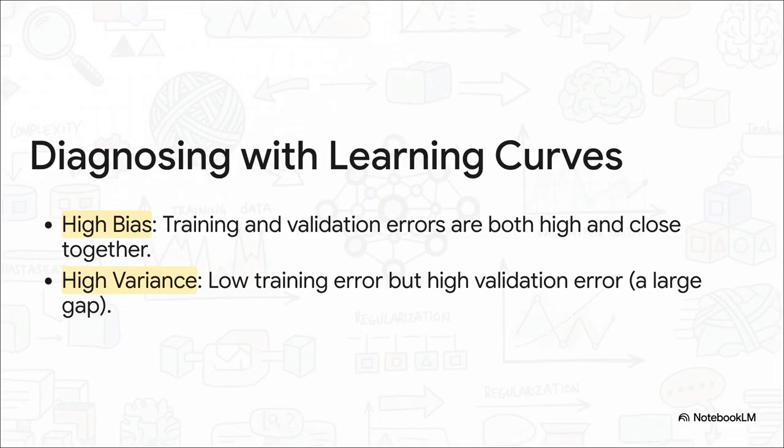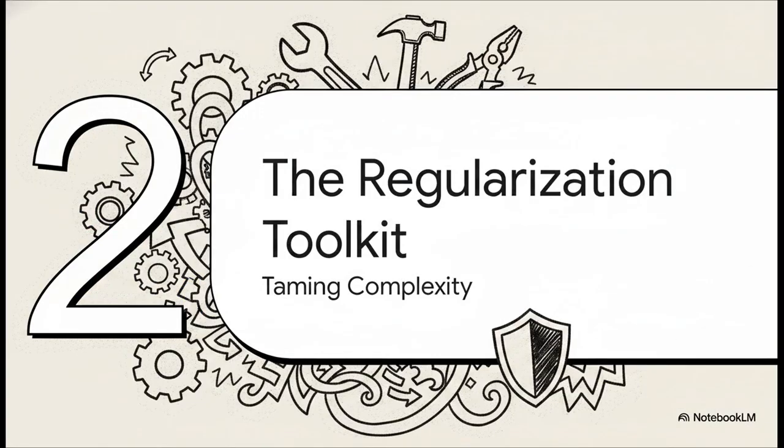Basically, we plot the model's error on the data it trained on, and then we plot its error on a fresh set of data it's never seen before, the validation set. If both errors are high and stuck together, that's high bias. The model just isn't learning. But what if there's a huge gap? The training error is super low, but the validation error is way up high. That is the classic fingerprint of high variance. The model is overfitting.